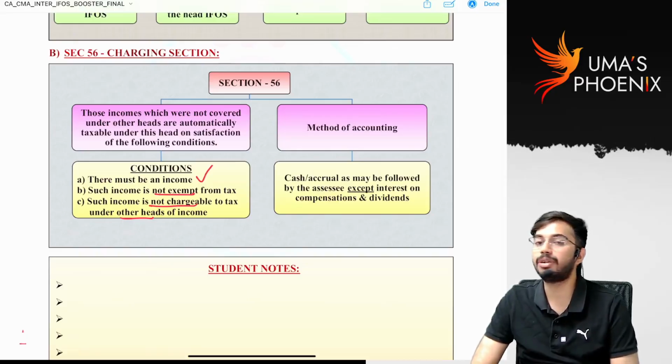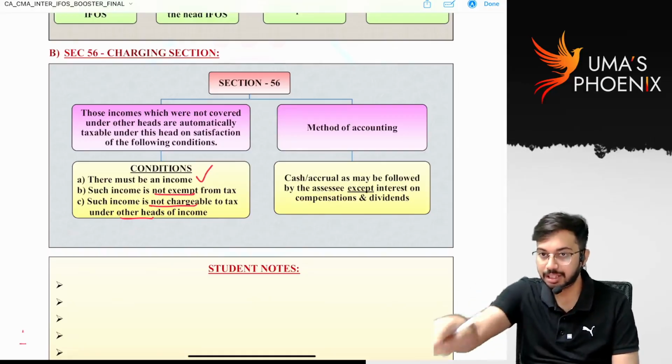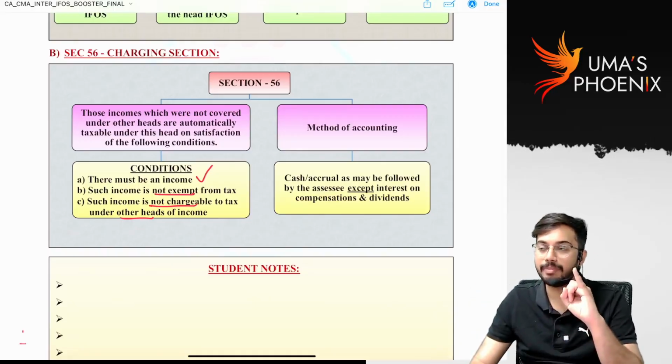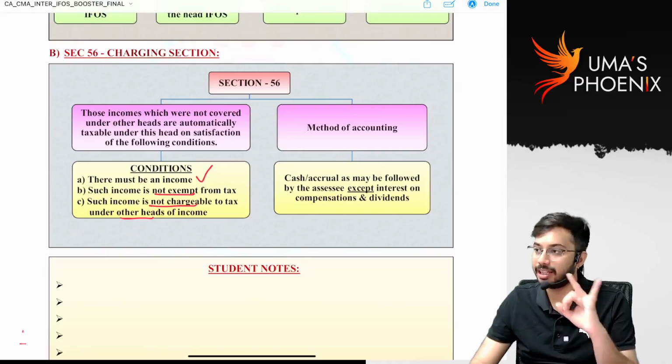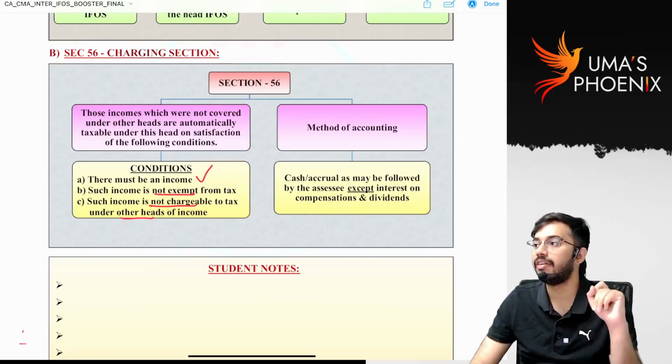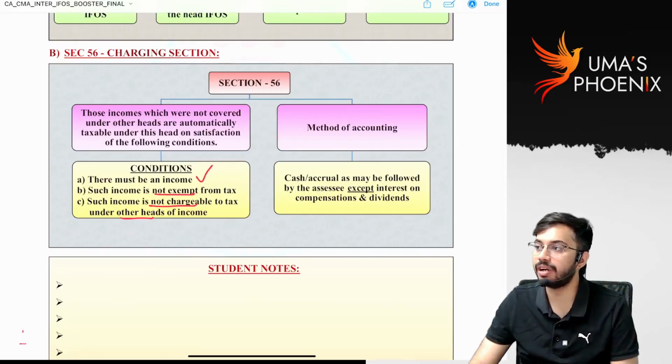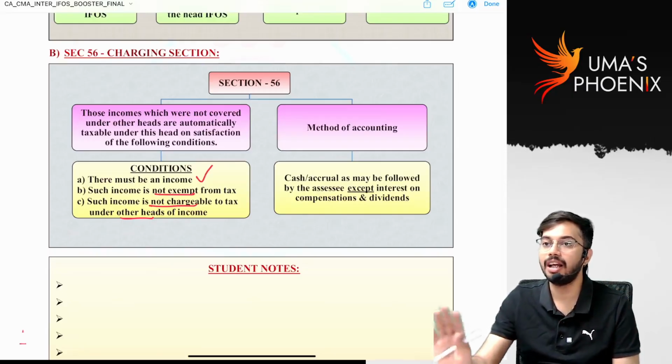So for an income to get taxed under other sources, three conditions are required to be satisfied. There should be an income, such income should not be exempt, and such income should not be taxable under other heads. If these three conditions are satisfied, income is taxable under the head other sources.